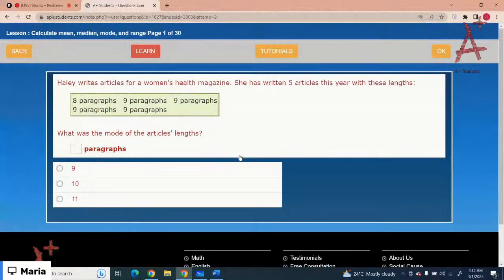I just explained the mode is the number that appears the most in the data. Got it? So which number appears most in the data? You have 8 just one time, and 9 four times. Got it? 9 is the number that appears the most in the data. 9 is the mode of the data.